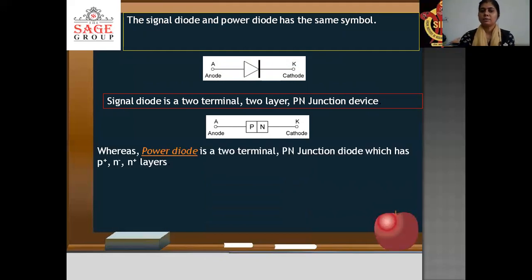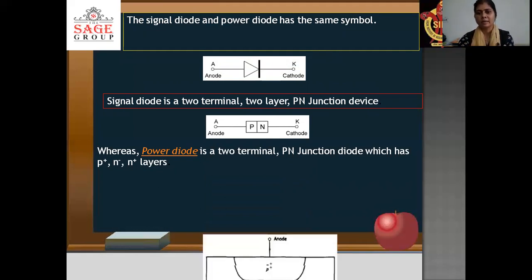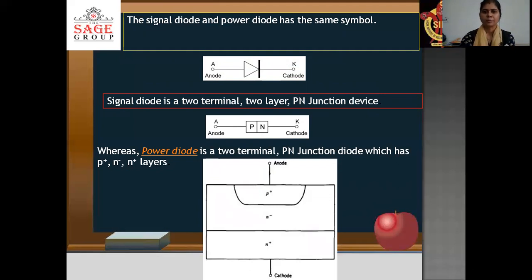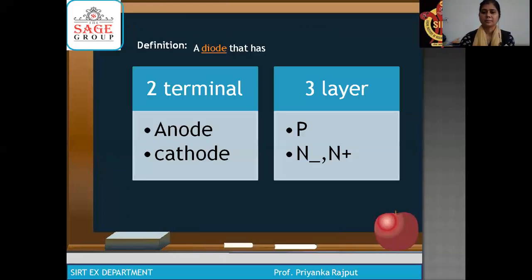Whereas the power diode is a two terminal PN junction diode which has P plus, N minus and N plus layers. That is the structure of a power diode. It has two terminals similar to signal diodes, anode and cathode, and its layers are P plus, N minus and N plus. Now, we define a power diode as one that has two terminals, anode and cathode, and three layers: P plus, N minus and N plus.